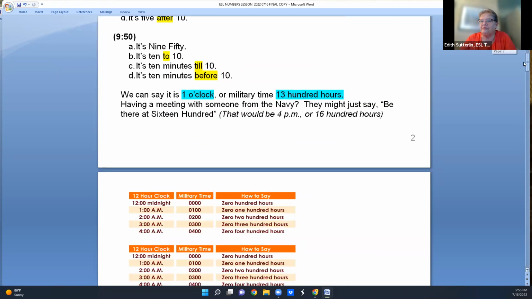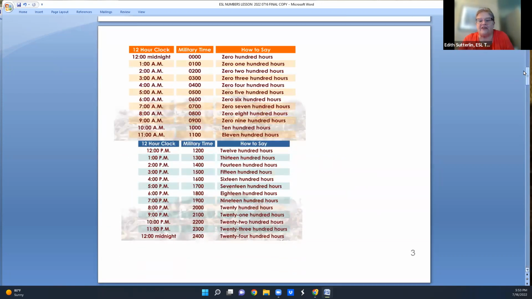Scroll down. So we're going to practice saying each of these o'clock times. Notice that when I say o'clock, sometimes it sounds like an O, and sometimes it sounds more like an uh. Both of those are fine. So I say, what time is it? It's 12 o'clock midnight. And you can either say it's 12 midnight or it is midnight. You don't even have to say 12 o'clock.